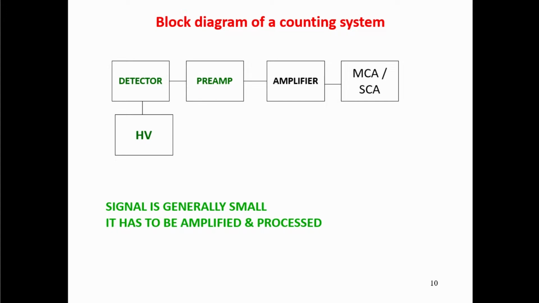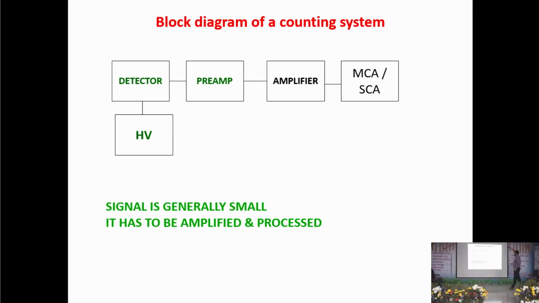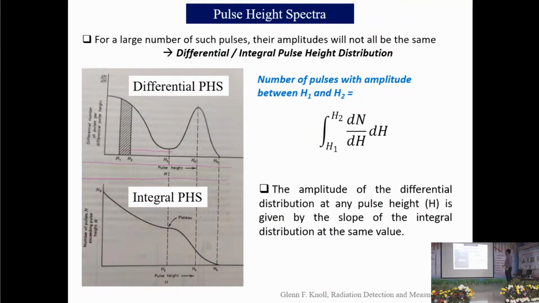So, if we look at the block diagram of a counting system, I can see that I have a detector, and of course, I need to apply some high voltage in order to collect these charges, and then the detector should be immediately accompanied with a preamplifier and then an amplifier, then it is connected to some multi-channel or single channel analyzer. We need to amplify the signal because the pulses that are produced because of this radiation are very short. So, we need to amplify them in order to detect.